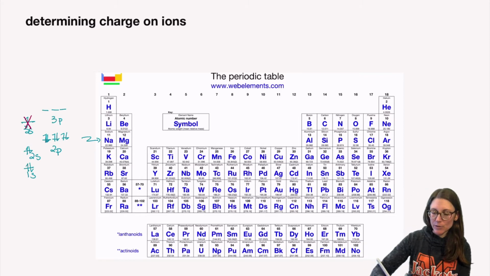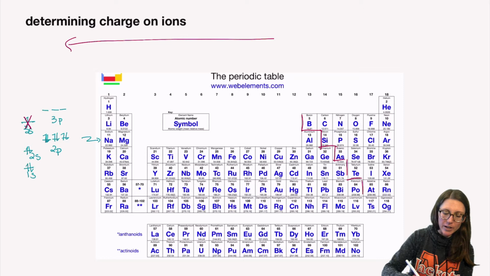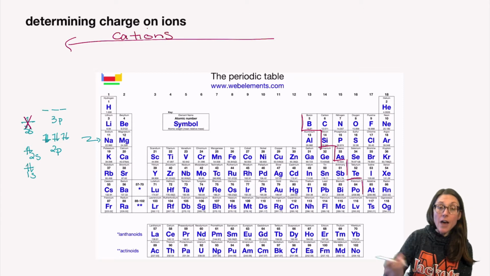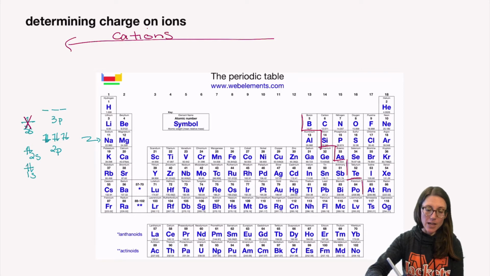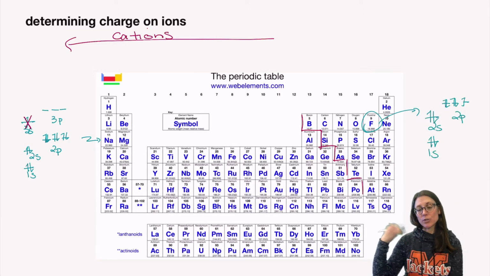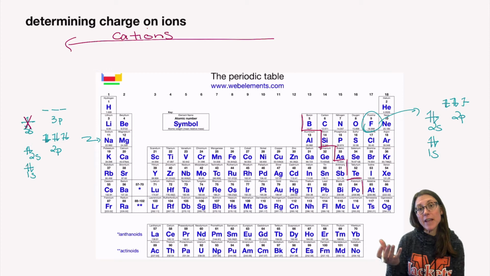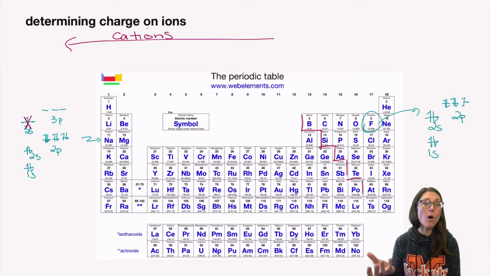So your metals, remember you've got your fancy little zigzag line going on down over here, your metals on this side of the periodic table will typically form cations. On the other hand, if we look at something like fluorine and look at its orbital filling diagram, 1s2, 2s2, 2p6. Okay, in this case, if you think about its outer electrons, its valence electrons, that valence shell, the 2s and the 2p, is almost full.